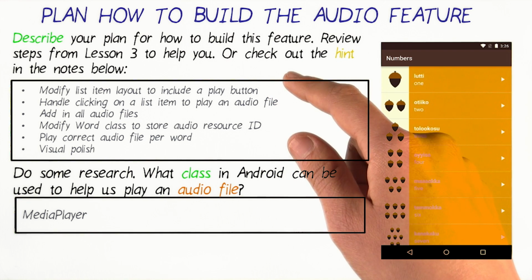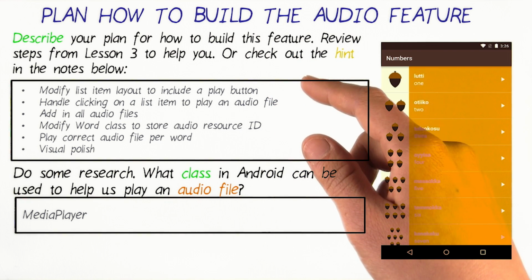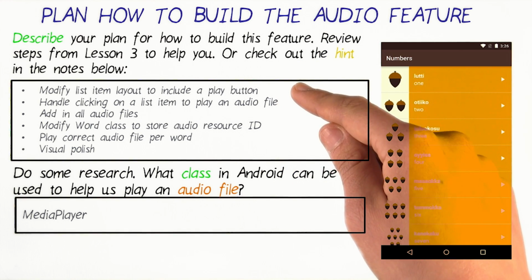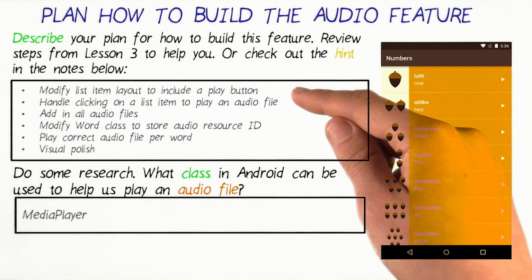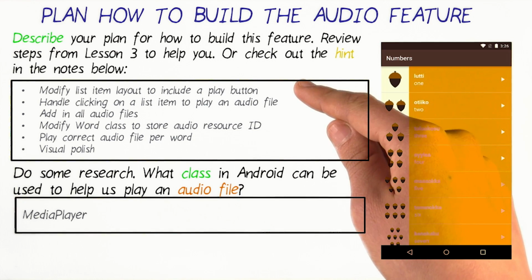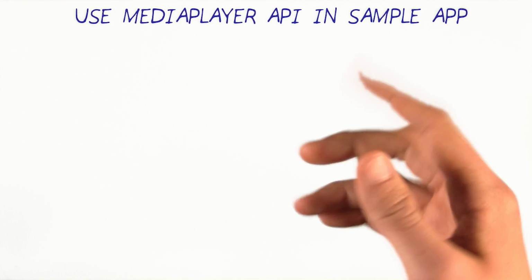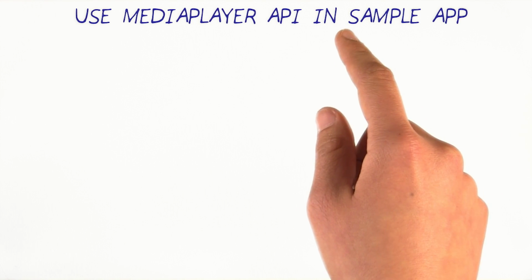So the lowest risk item on this list is adding the play button icon to the list items. And this is because we've modified layouts before, so we know that this is possible. So let's go ahead and save this UI change for the end of the lesson, when we go ahead and do the visual polish. To get started, we're going to have you create a tiny music player app, separate from the Miwok app.